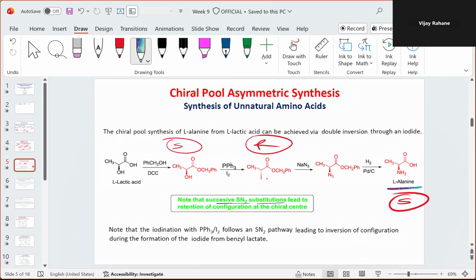Okay, so the next step: once we get this product and do the reaction with NaN3, this is again a second SN2 reaction with the N3 nucleophile. This is the plus and this is the minus. This N3 nucleophile attacks the center where iodine is attached. Now iodine is a good leaving group, so it will be eliminated very easily, and N3 attacks directly at the place of the iodine.